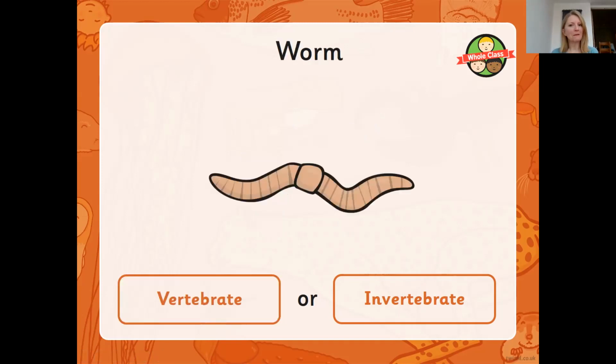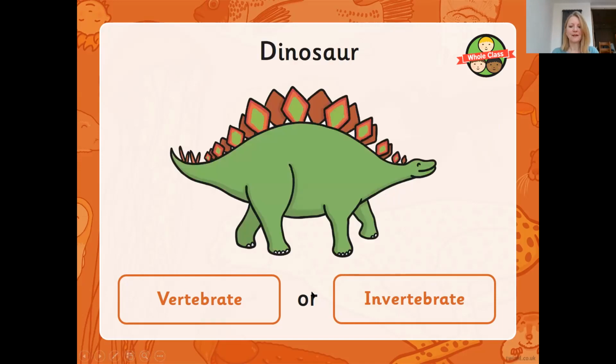What about a worm? Vertebrate or invertebrate? If you think about a worm, do you think it's got bones inside its body? Do you think it's got a spine, or is it quite a squishy type of animal? It's an invertebrate.